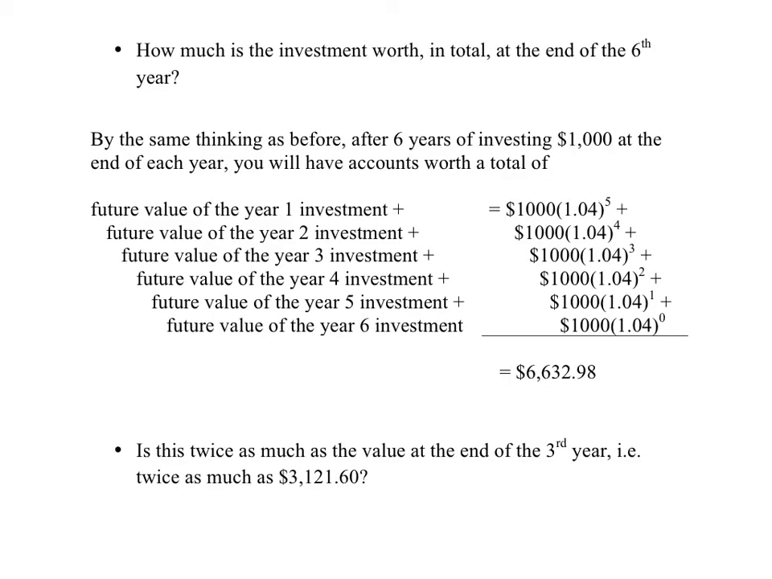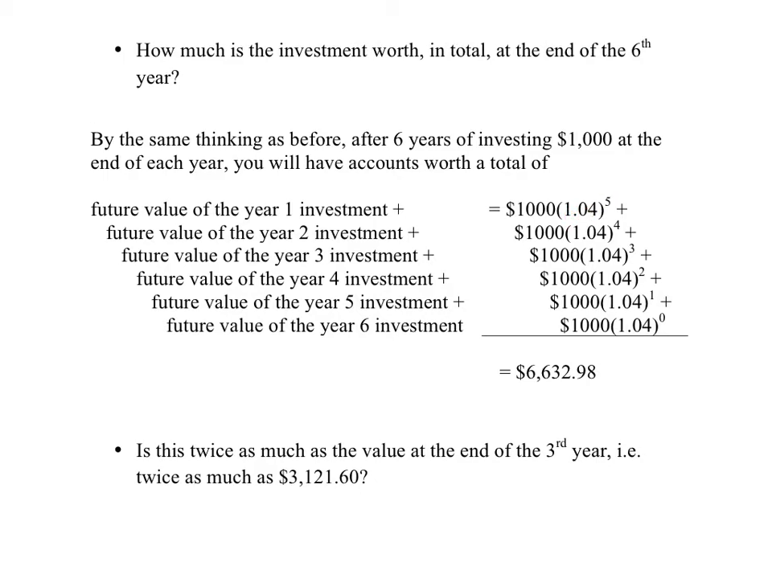How much is the investment worth in total at the end of the 6th year? We use the same thought process as in the 3-year example. We're investing $1,000 at the end of each year. Each $1,000 investment grows by a factor of 1.04 to a certain power, however many full years it's had the opportunity to earn interest. Thus, the first $1,000 sits in the bank from the end of year 1 until the end of year 6. That means it grows from $1,000 to 1,000 times 1.04 to the 5th.